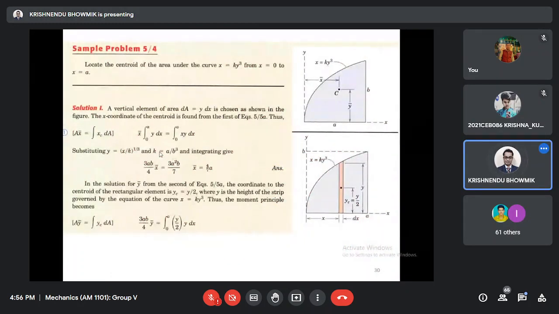Next, locate the centroid of the area under the curve x equal to k y cube, from x equal to 0 to x equal to a. So we have to consider the centroid. Somebody can take a horizontal strip, somebody can take a vertical strip. Here a vertical strip has been taken. Why has a vertical strip been taken? Can anybody tell me the reason behind that?